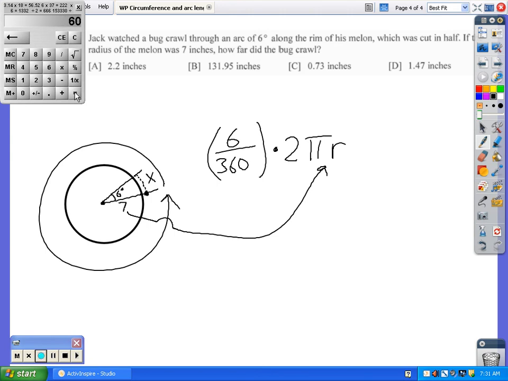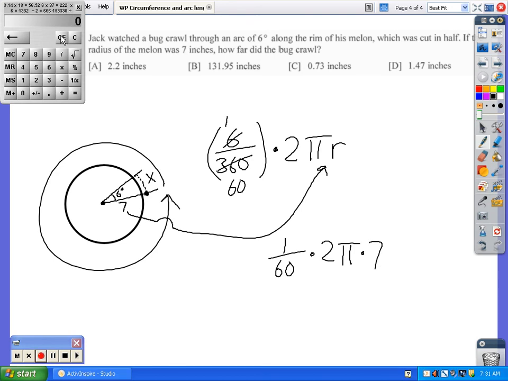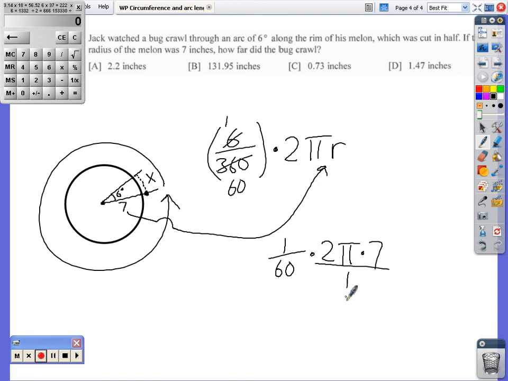Okay, 6 goes in. This can be reduced. I'm sorry, I need to divide the other way. 6 goes into this once, and 6 goes into this 60 times. That was kind of obvious, but anyway, 1 over 60 times 2 pi and the radius of 7. Now they don't tell me what to use for pi here, so I'm going to leave it as pi. My calculator on this program doesn't have pi, so here's what I'm going to do. You notice this 60 is in the denominator, so I'm going to put this all over 1 too, also. And now I'm going to reduce.